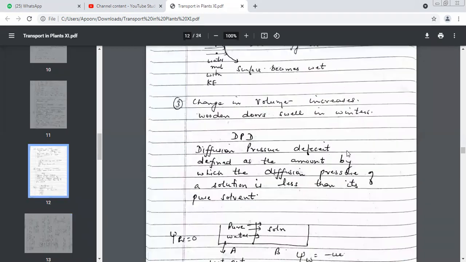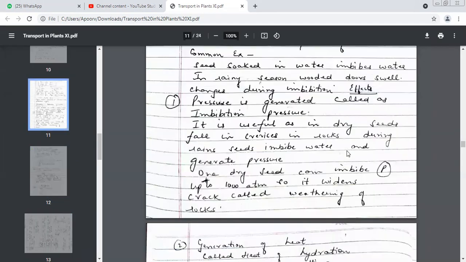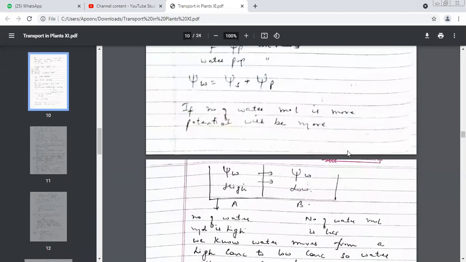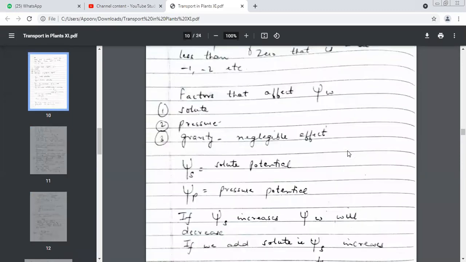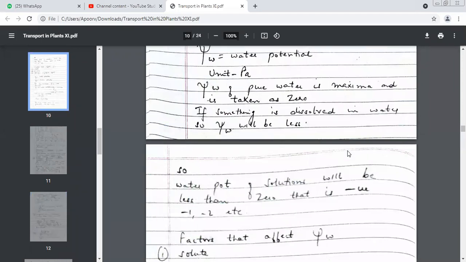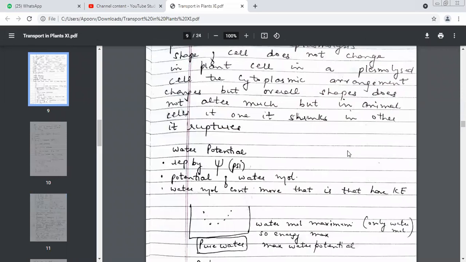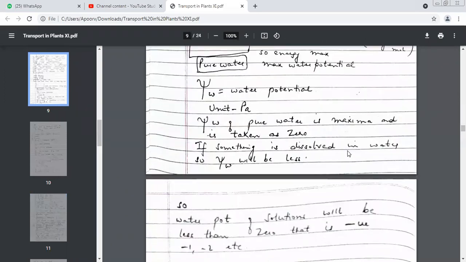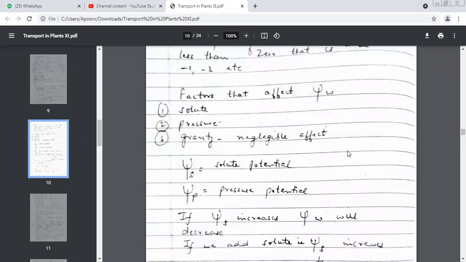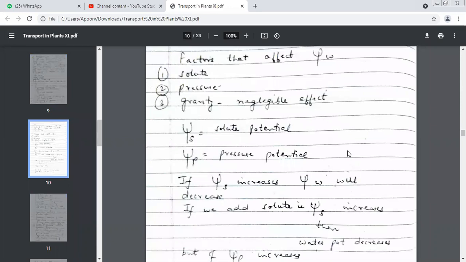Okay. Now I'll be revising very quickly what I've done. Three things I've done with you just now: I did water potential, I did imbibition, and I did DPD. So we're going to have a quick revision of water potential. Factors affecting water potential. What are the 3 factors which affect water potential? Very quickly with me. Solute, pressure, gravity. Which factor is negligible? Gravity.